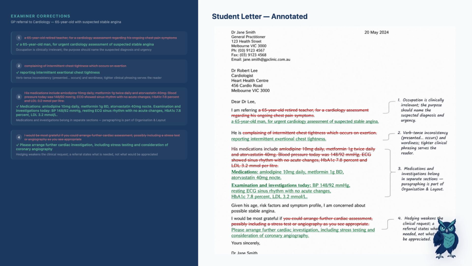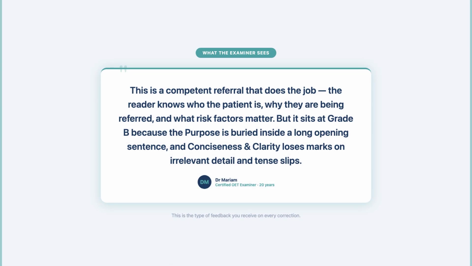Now, these are not small stylistic preferences. Each of these directly affects how the examiner scores you on the official OET criteria. Let us look at what the examiner actually said. This is a competent referral that does the job. The reader knows who the patient is, why they are being referred, and what risk factors matter. But it sits at grade B because the purpose is buried inside a long opening sentence, and conciseness and clarity loses marks on irrelevant detail and tense slips.